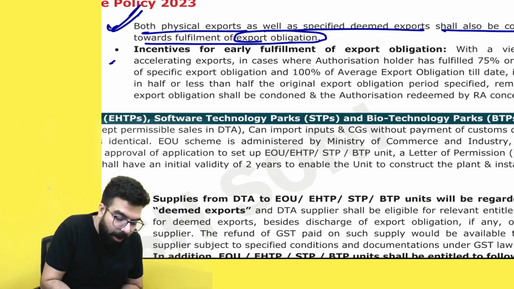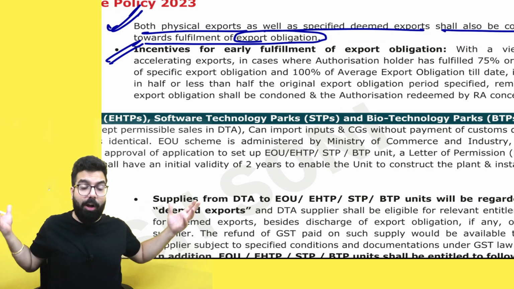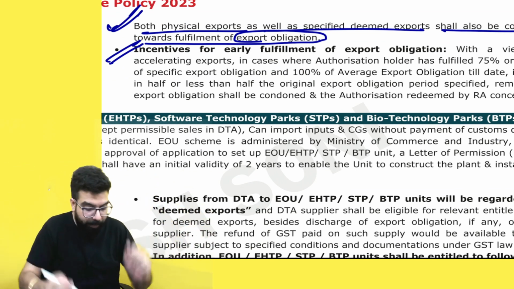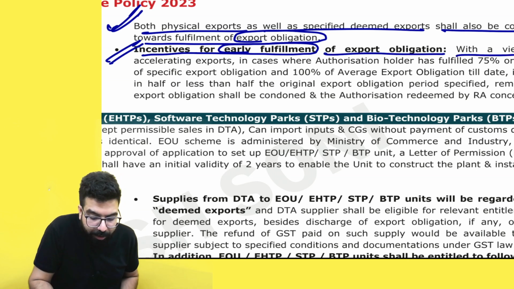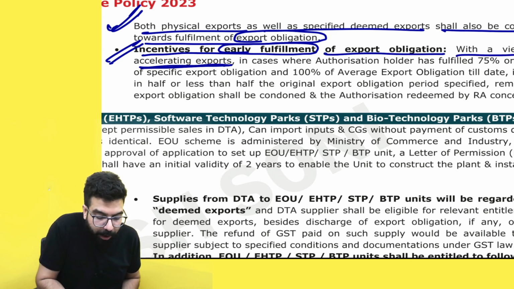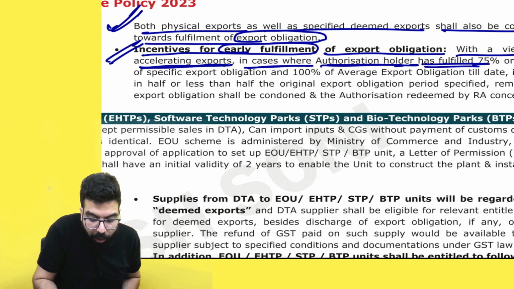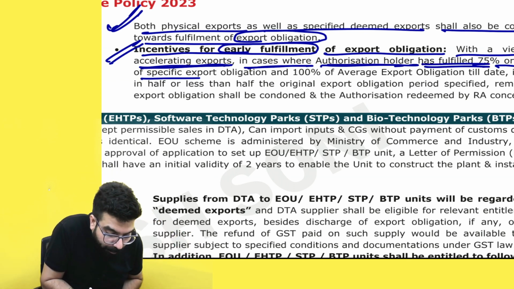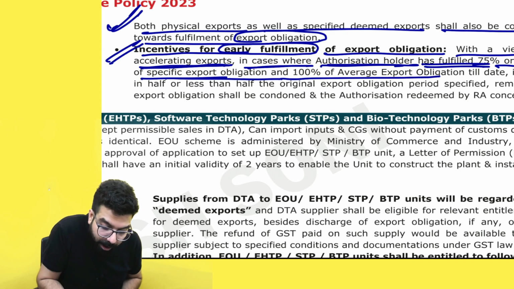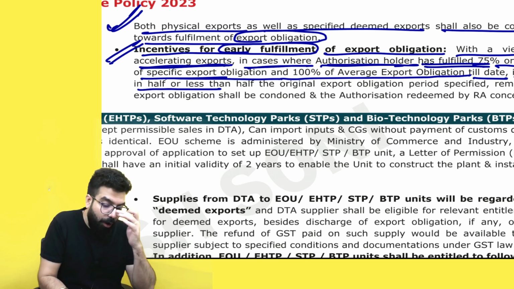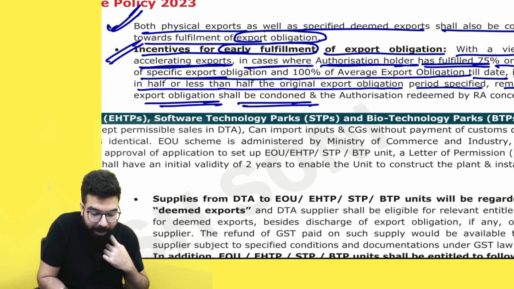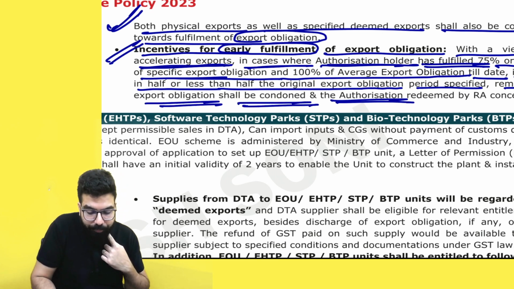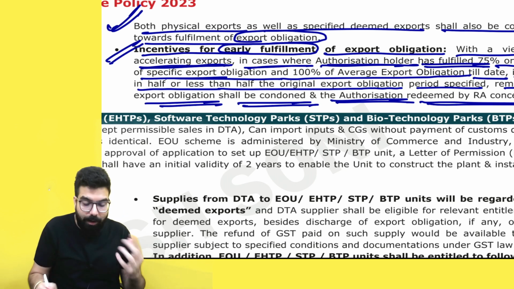The next one over here, what is the incentive for early fulfillment? Means, sir, I want the specific export obligation early. They are telling over here, incentive for early fulfillment of the export obligation with a view to accelerate export: in case the authorization holder has fulfilled 75% or more of the specific export obligation and 100% of the average export obligation till date, if any, in half or less than half of the original export obligation period, remaining export obligation shall be condoned and the advance authorization redeemed by the regional concern.